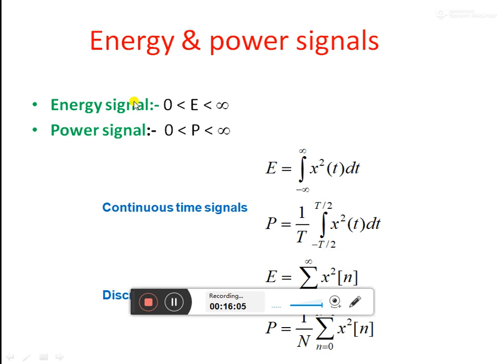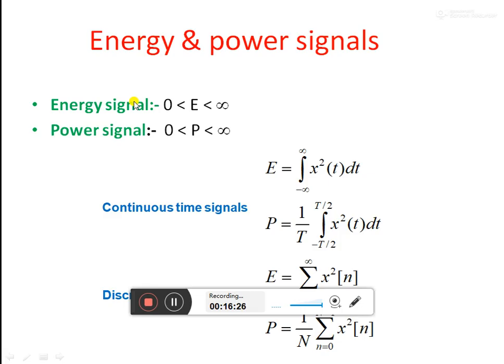One important hint you need to remember when you are classifying the energy and power signals is that all periodic signals are considered to be power signals and all non-periodic signals are considered to be energy signals. There are two formulas which are used to evaluate the energy and the power value of a signal.